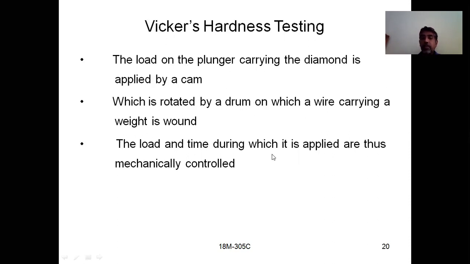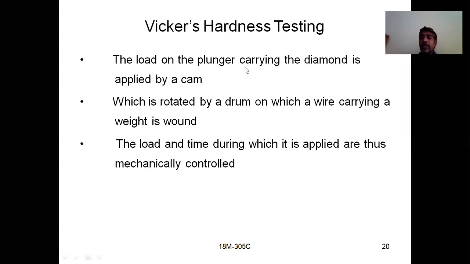So the load and the time during which it is applied is mechanically controlled. If you see the drum and a wire carrying a load, and the cam, all come under mechanical elements. So how are you controlling the load and the duration of the load? Mechanically. So you are using mechanical elements here to apply the load as well as to control the load. That's why here you are using a mechanical system to apply the load. This is how to apply the load in Vickers testing.